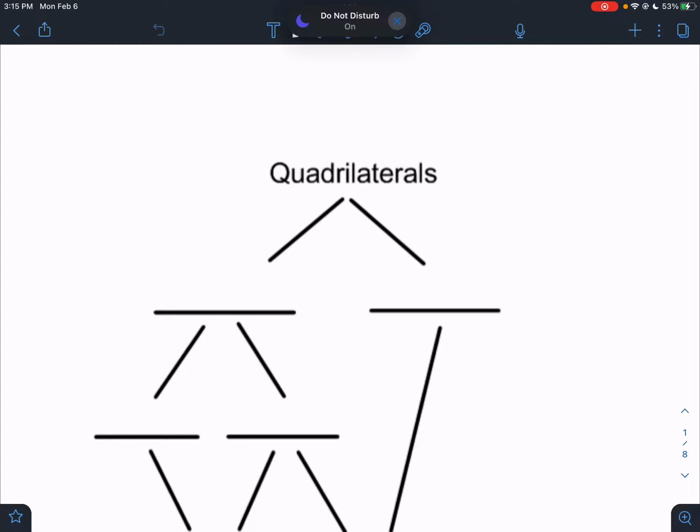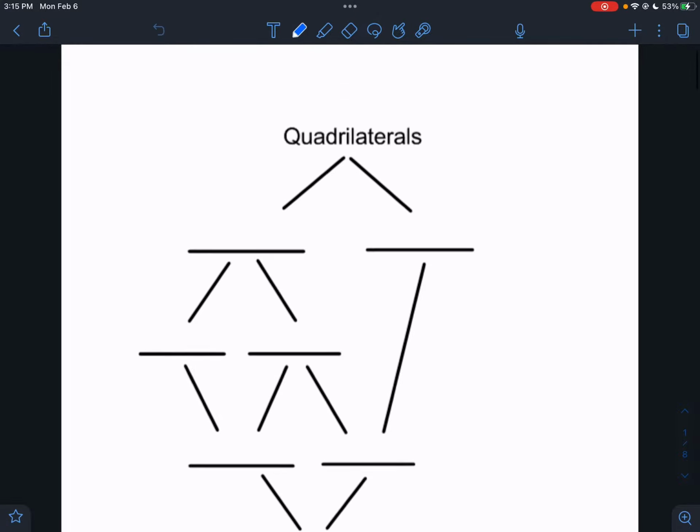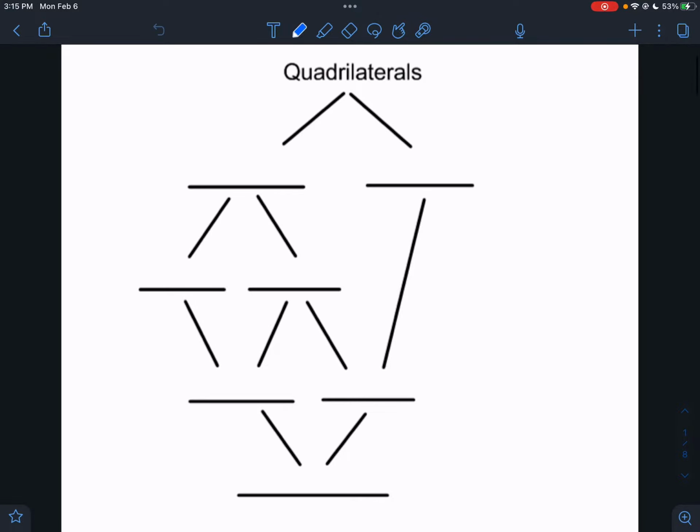Next unit, we're going to be talking about quadrilaterals, everything to do with quadrilaterals. We're going to jump right into it. This is the quadrilateral family tree. It's a little different than what you're probably used to.